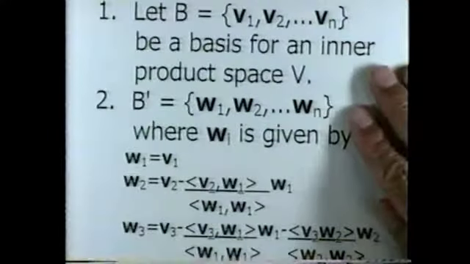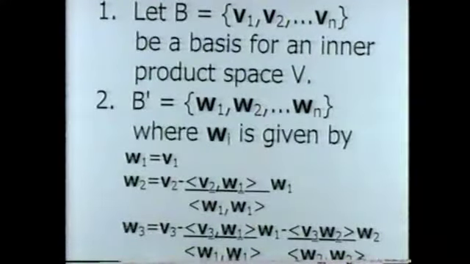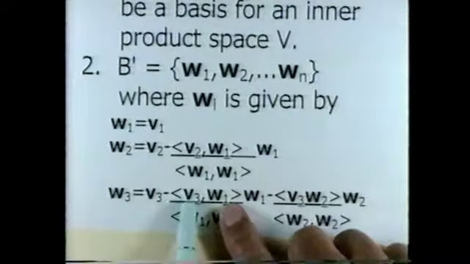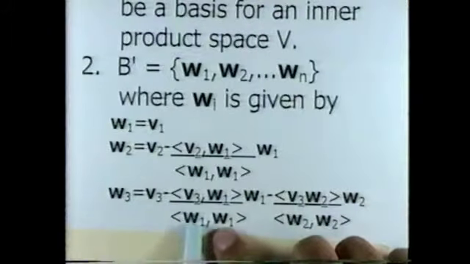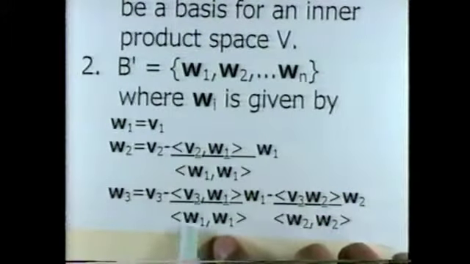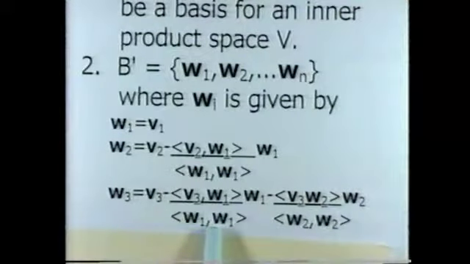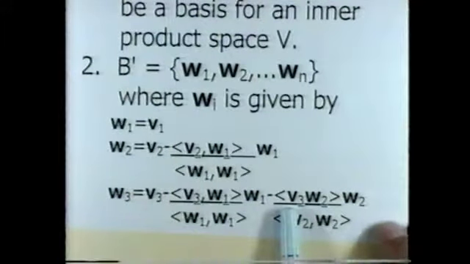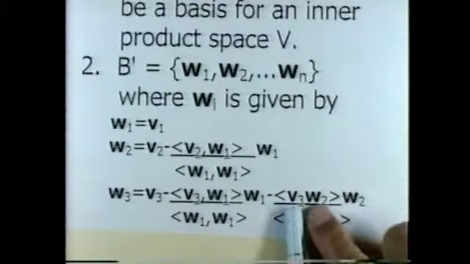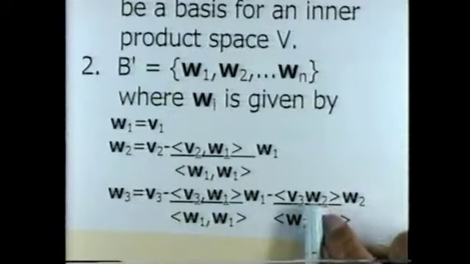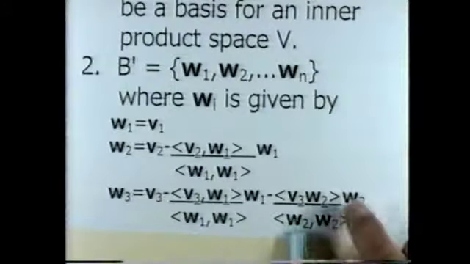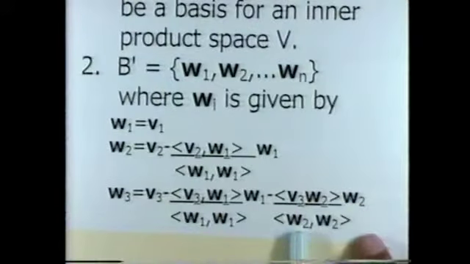W3 is going to be V3 minus the inner product of V3 with W1 over the inner product of W1 with W1 times W1, minus the inner product of V3 with W2 over the inner product of W2 with W2 times W2.